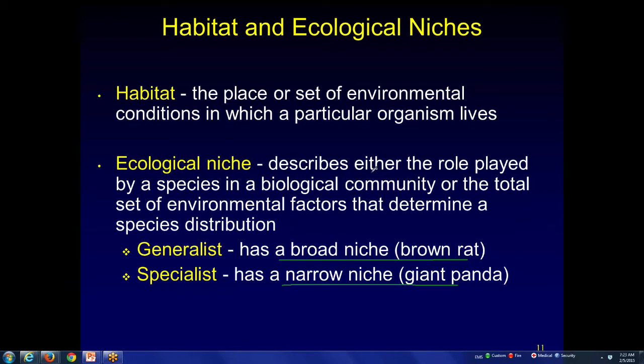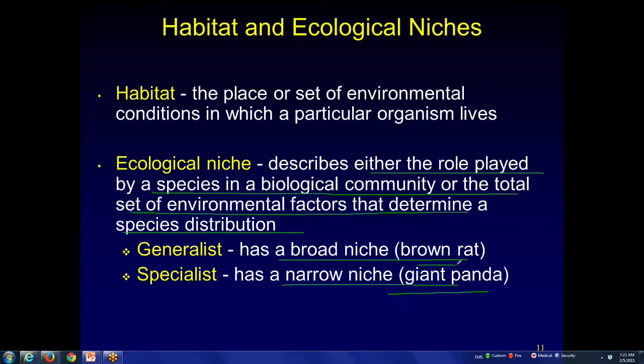The niche describes either the role played by a species or the total set of environmental factors that determine a species' distribution. So you could say something like a giant panda is a specialist with a narrow niche, because a giant panda only feeds on what? Anybody remember? Yeah, pandas feed only on bamboo, almost exclusively. And they're found in a very limited area in China, right? And I believe it's southeast China, heavily forested area with mountains.